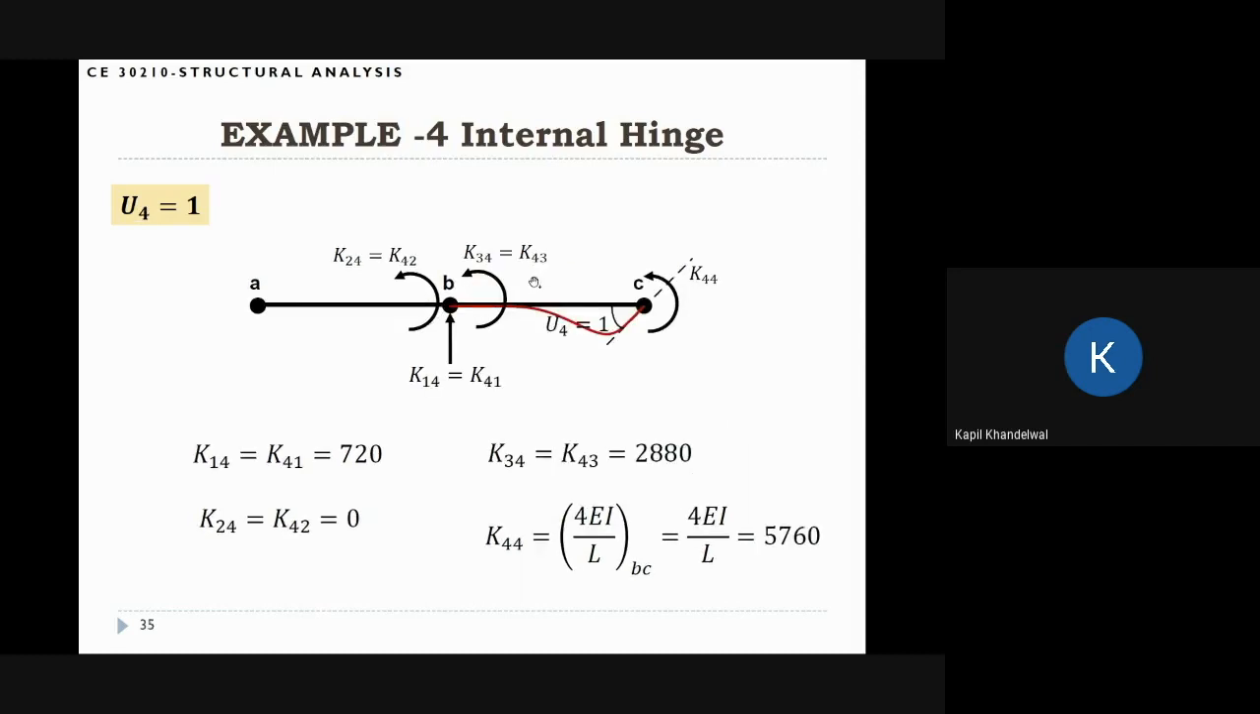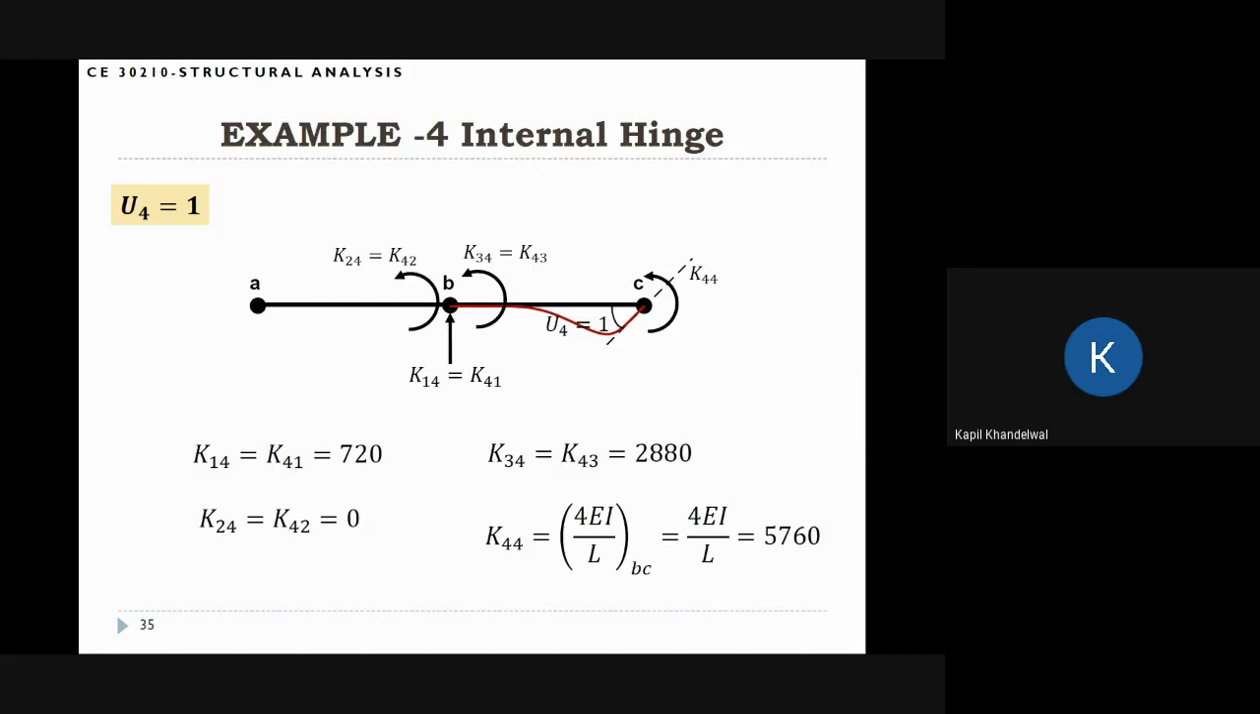And for the fourth column, we take the 4th degree of freedom and just move it by 1 unit. So the 4th degree of freedom in this case is a rotation. So this is how this member will deform. And we just need K44 because all the other stiffness coefficients come from symmetry. So K44 is actually 4EI by L for BC. And this is just 5760. So you can see that these computations can be done very quickly because we are using the symmetry conditions, and we can just use those coefficient sheets to get these numbers.